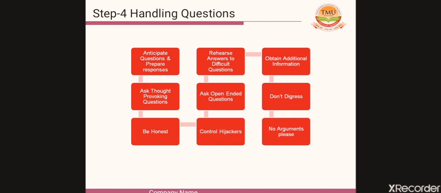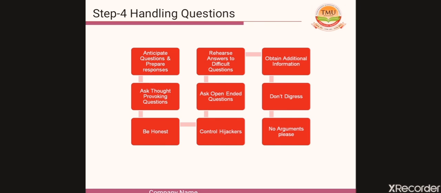Rehearse answers to difficult questions. When you are anticipating questions and you have certain difficult questions for you, you can rehearse the answer to the question, so when your audience is asking that, you are not taking enough time to answer those. Ask open-ended questions. Next, control hijackers. You need to be smart enough to control hijackers, because in that way you are giving ample chance, equal opportunity to everybody to ask questions to you.